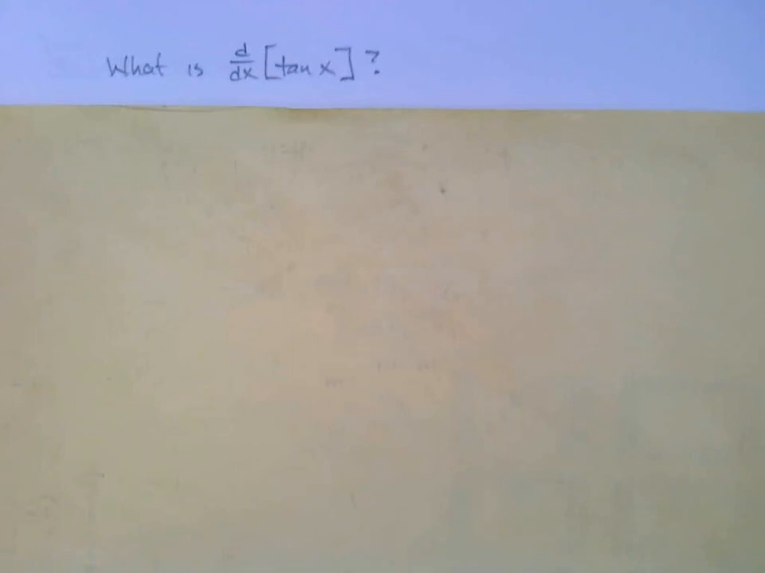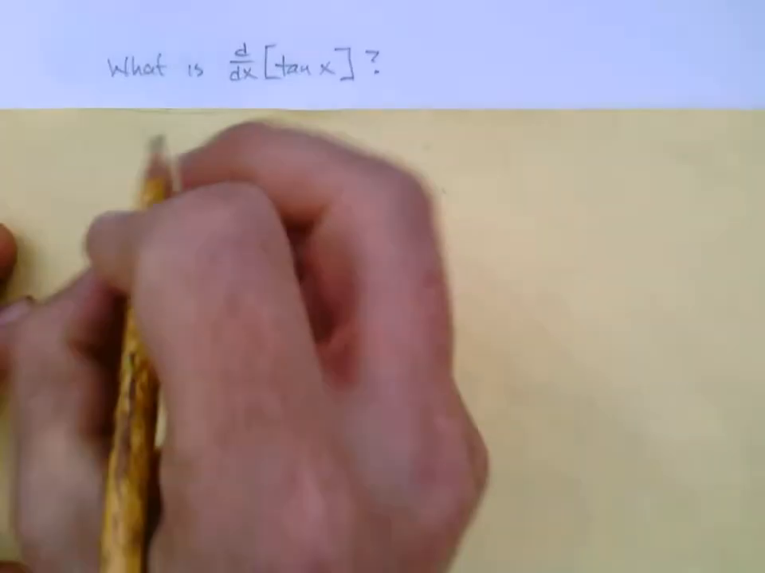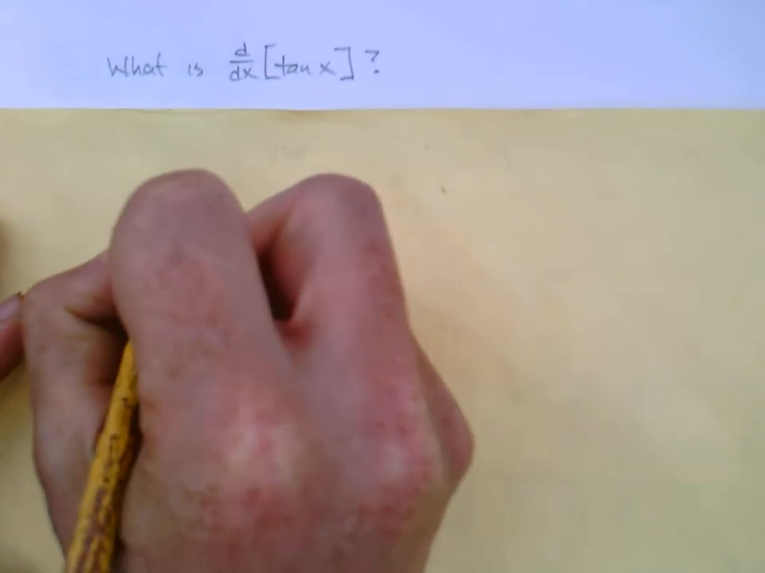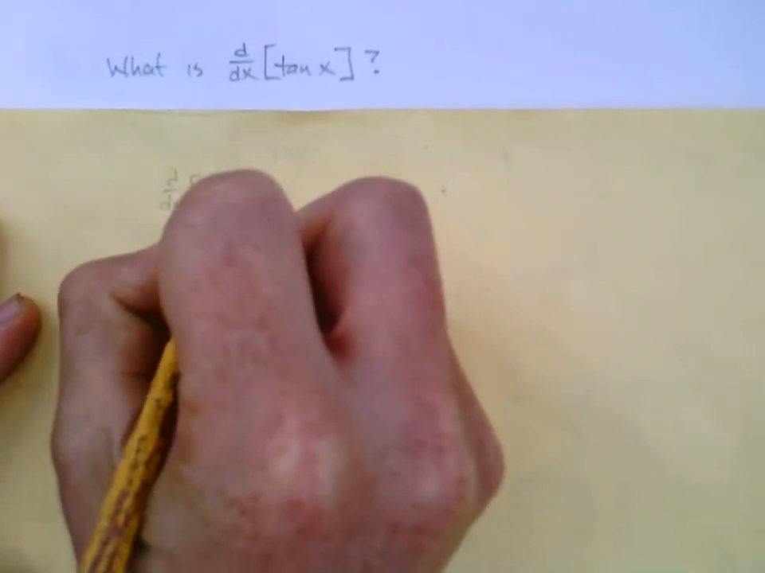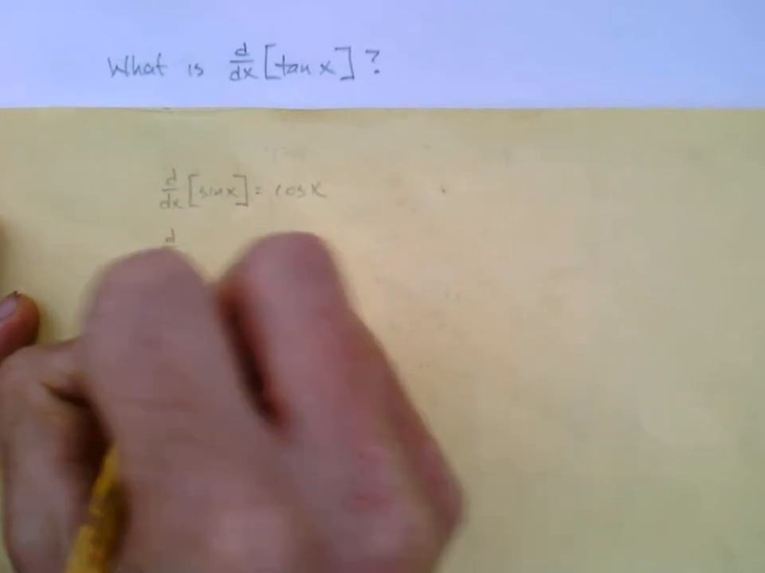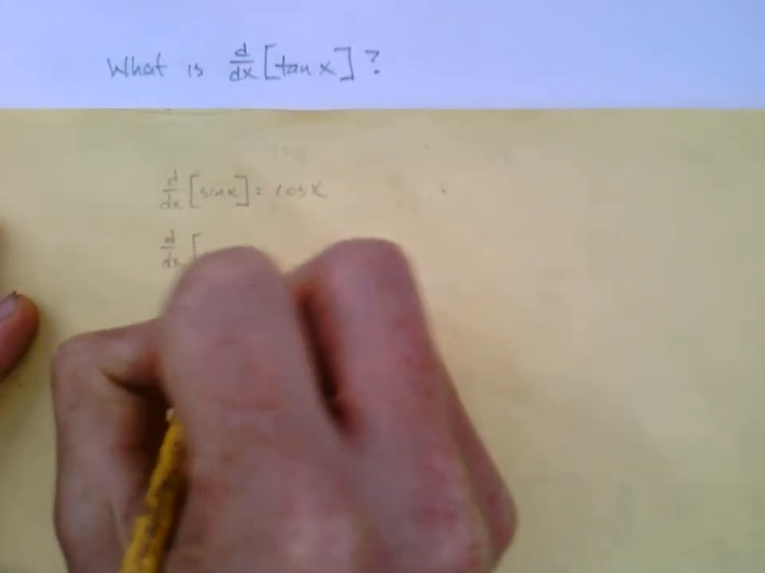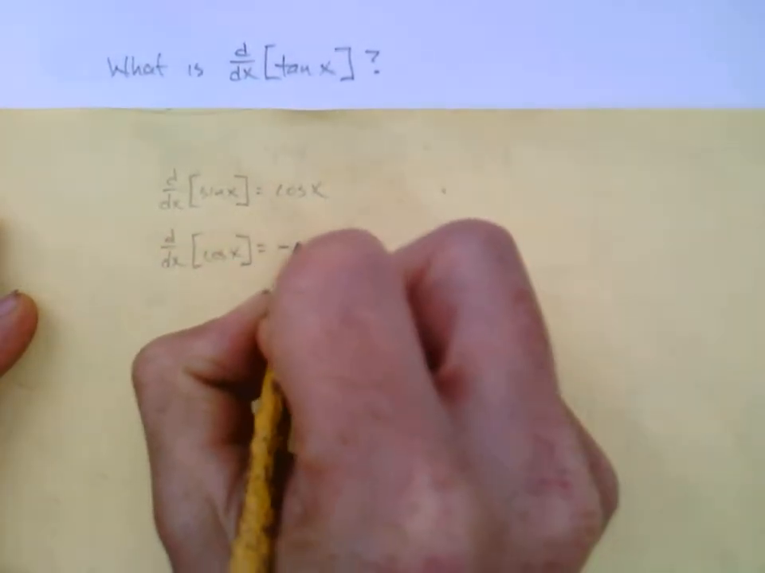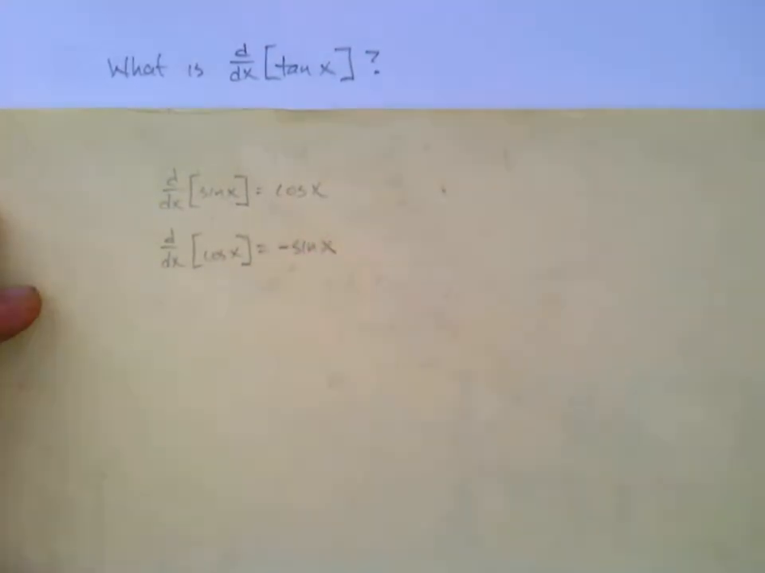We know the derivative of sine x. We know the derivative of cosine x. If you recall, I'll just put them here. The derivative of sine x is cosine of x, and the derivative of cosine of x we learned is negative sine x. Okay.